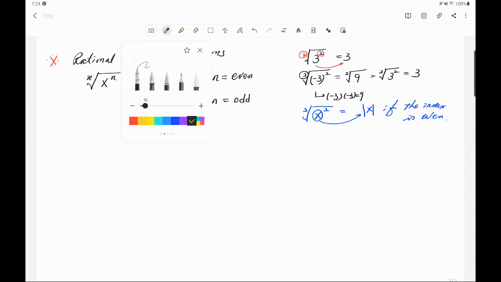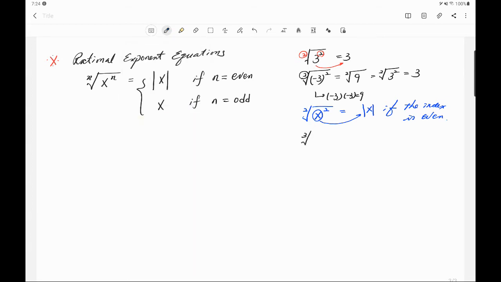Okay, here's another example. What if this is a cubic function, cube root of, let's say, 8. 8 is 2 cubed, right? Then this one is equal to just 2. You can take this 2 out. So if the index is odd, then this one can be a negative number, like negative 8. Negative 8 is negative 2 cubed, right? So if the index is an odd number, then you can have a negative number in the radical symbol. Then the answer will be negative 2.